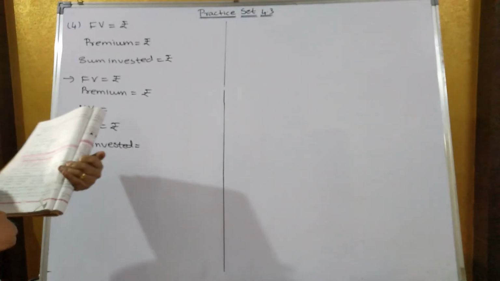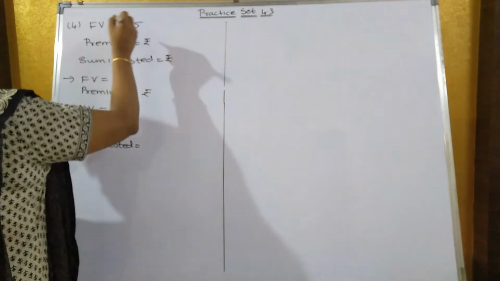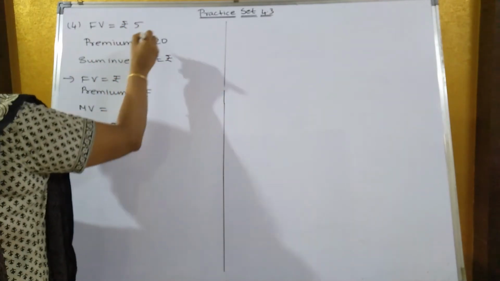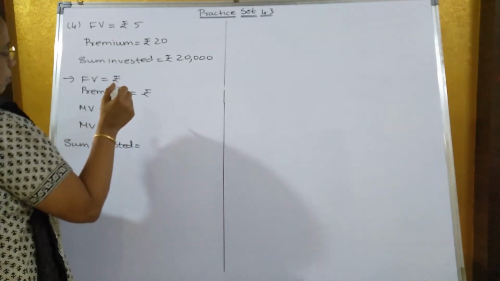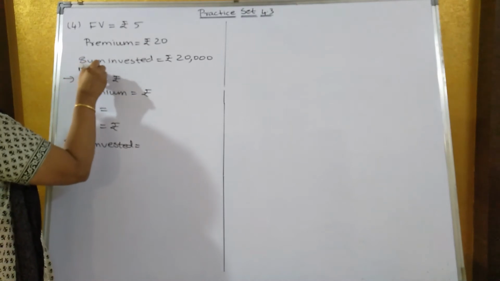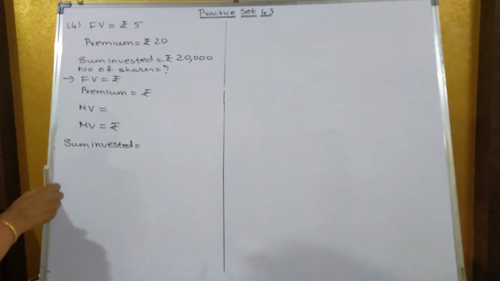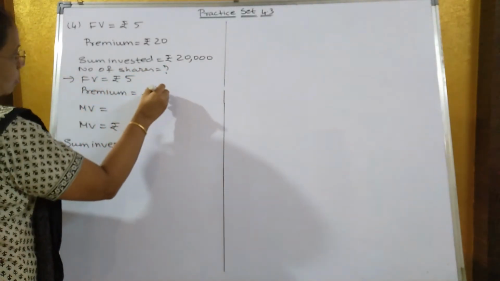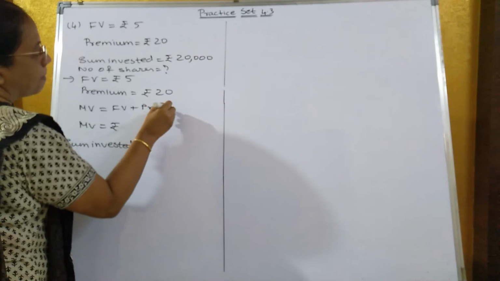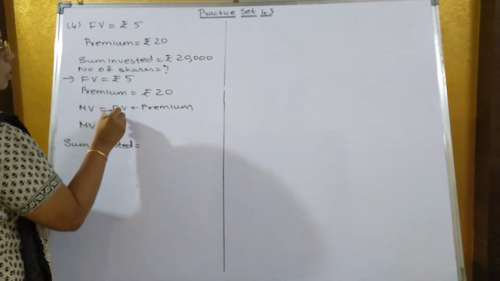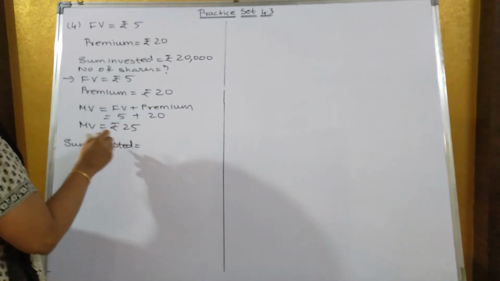Now the fourth sum. They have given that Srimati Deshpande purchased shares of face value rupees 5 at a premium of rupees 20. Sum invested is rupees 20,000. So we have to find out the number of shares. Face value is rupees 5, premium is rupees 20. So market value is face value plus premium, that is equal to 5 plus 20, that is equal to rupees 25.